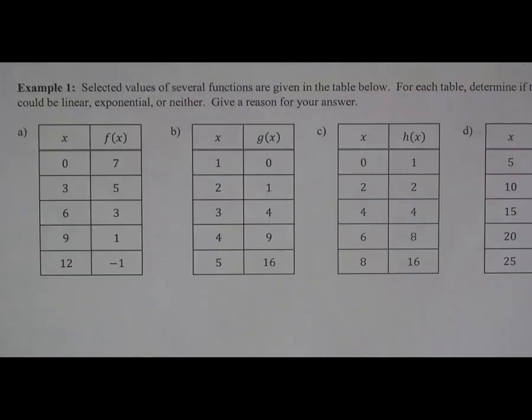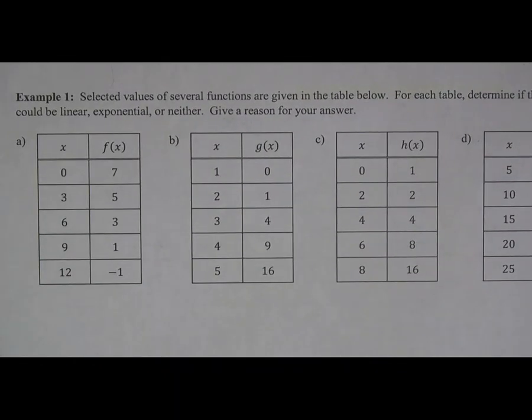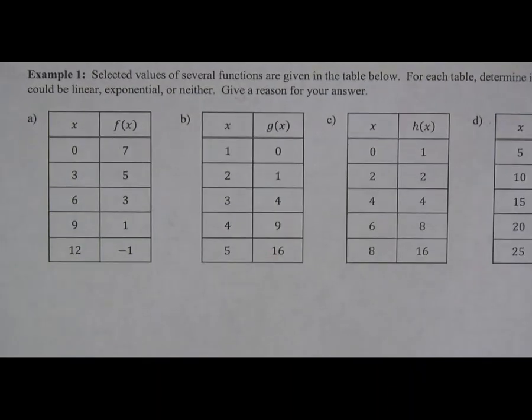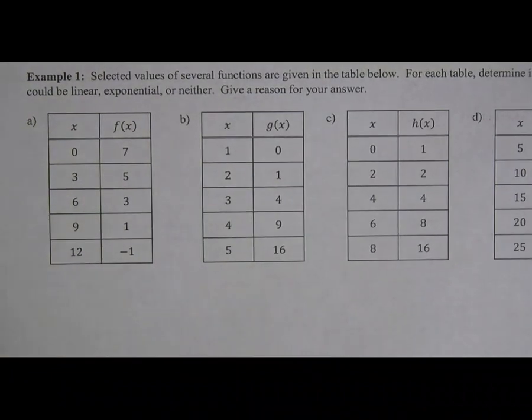What does all that mean? Example 1 says, selected values of several functions are given in each of the tables. For each table, determine if the function could be linear, exponential, or neither, and then just give a reason. So we're going to be very consistent in how we write this so that you get used to either writing it on a free response or picking out the correct wording on multiple choice.